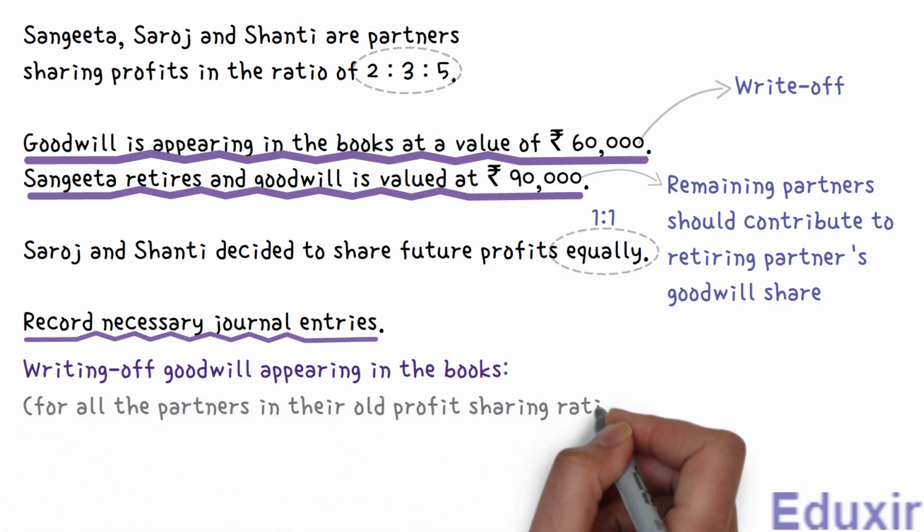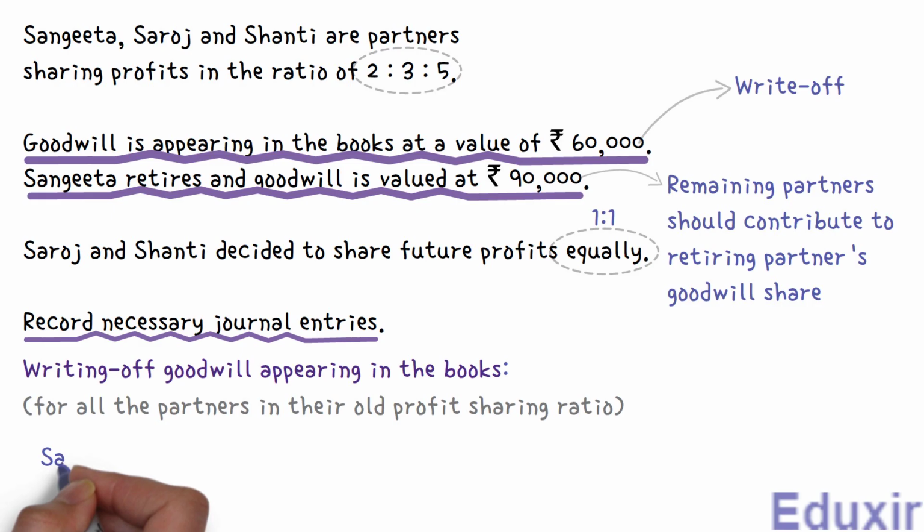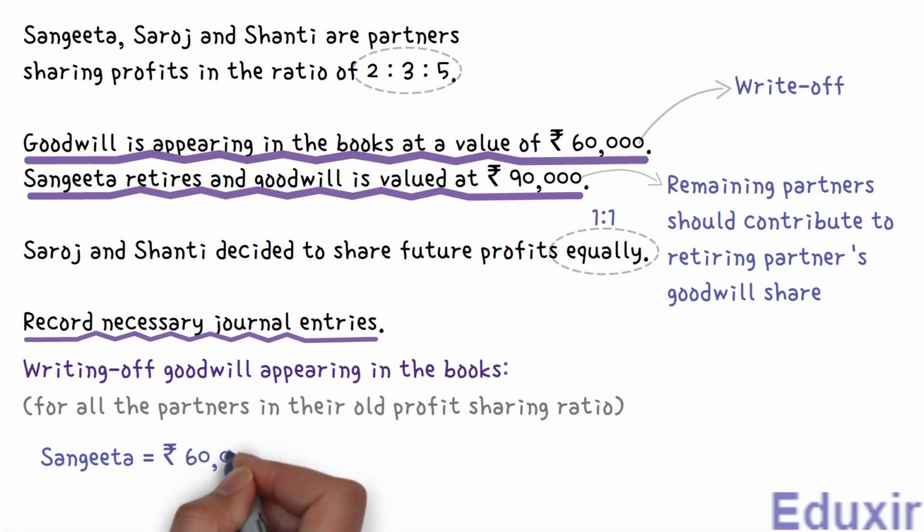old profit sharing ratio. Now, for partner Sangeeta, this is equal to the total goodwill appearing in the books, which is 60,000 rupees multiplied with her profit sharing proportion 2/10. Let's cancel the 0 in 10 for a 0 in 60,000 rupees. Now, if we multiply the remaining 6,000 rupees and 2, we get 12,000 rupees. This is the amount of goodwill that needs to be written off from partner Sangeeta's capital account.